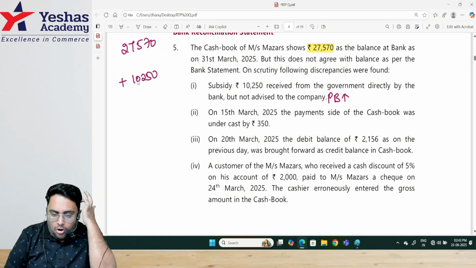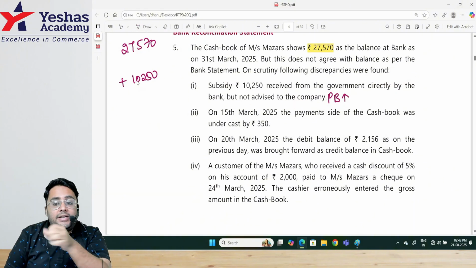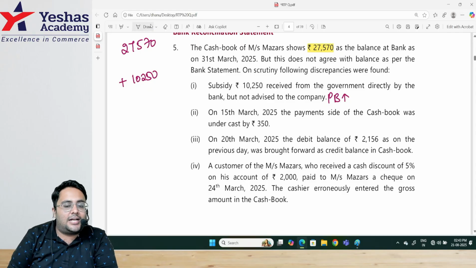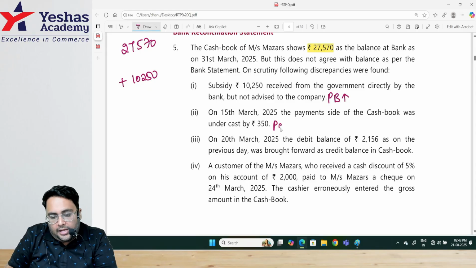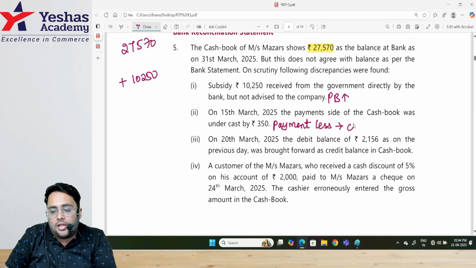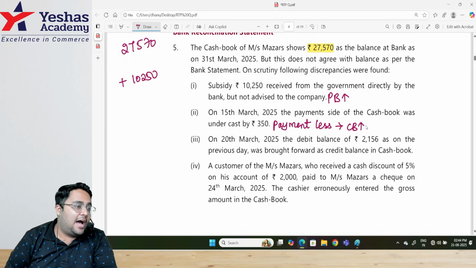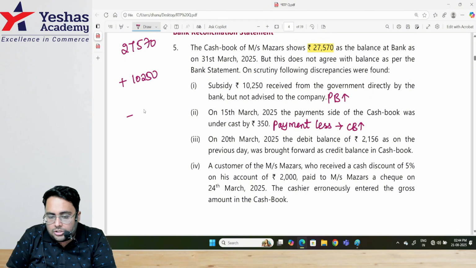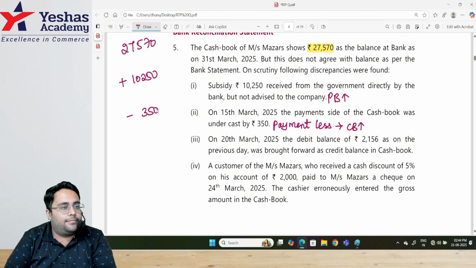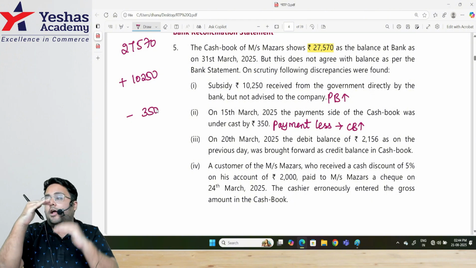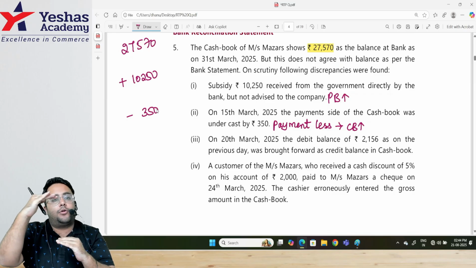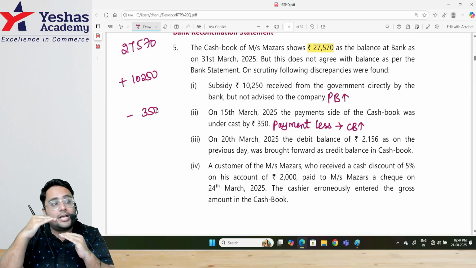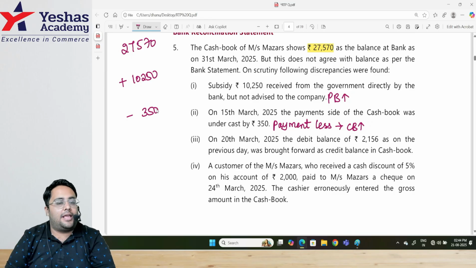Next one. On 15th March, the payment side of the cash book was undercast by 350. If your payment side is lower, if your payments are less, your cash book balance will be high. Cash book balance is higher, you're going to deduct how much? 350. In your passbook, you recorded the correct payment. In your cash book, you recorded 350 less payment. Cash book will be higher.